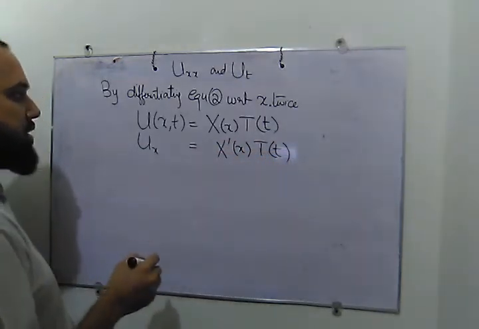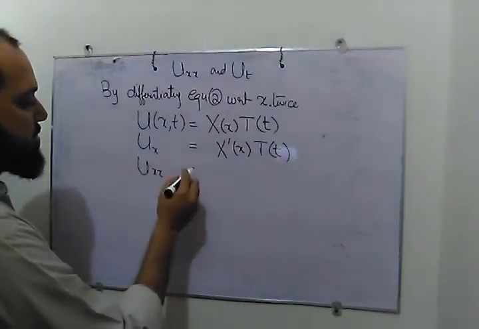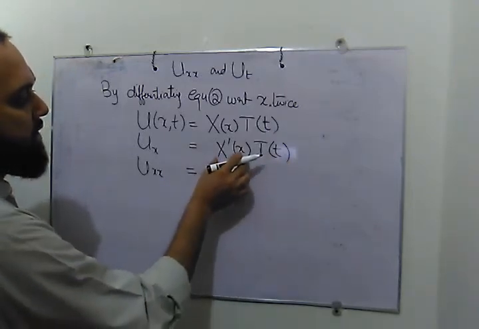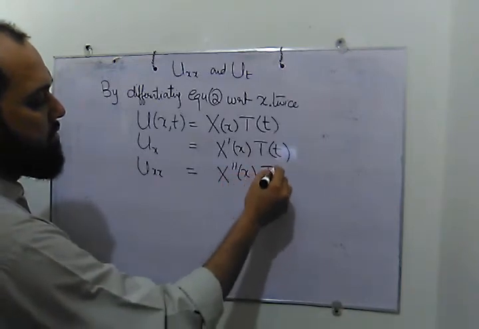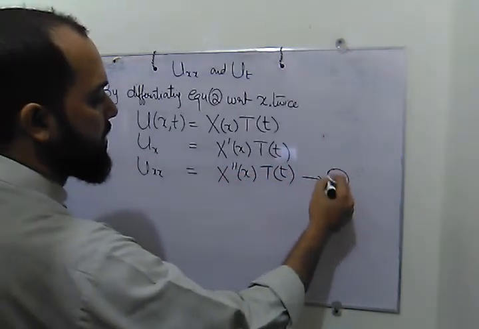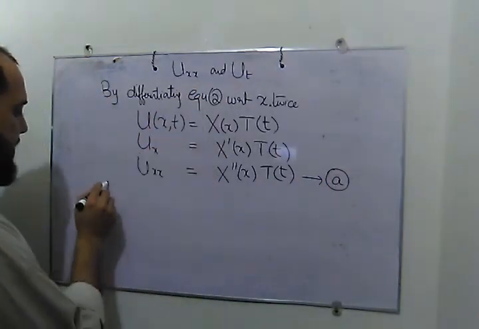When we differentiate again, we get another x in the subscript, and T as a constant comes outside the derivative, and the derivative of X prime becomes X double prime. So T is unchanged. We call it equation A.